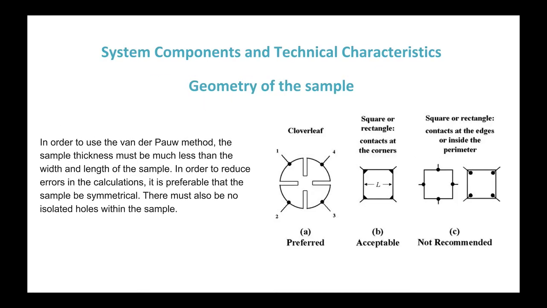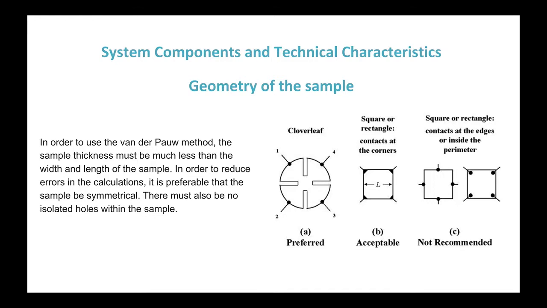System components and technical characteristics. In order to use the van der Pauw method, the sample thickness must be much less than the width and the length of the sample. In order to reduce errors in the calculations, it is preferable that the sample be symmetrical. There must be as few isolated holes within the sample as possible. The measurement requires that 4 ohmic contacts be placed on the sample. Certain conditions for the contacts need to be met.